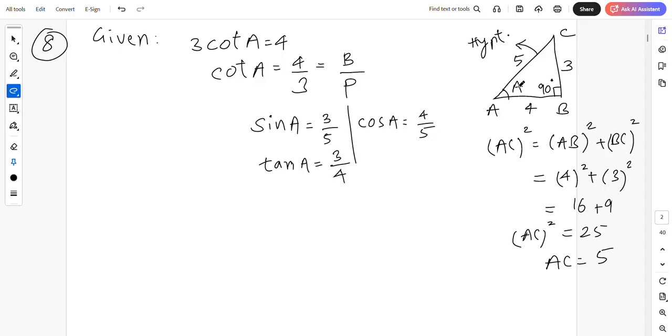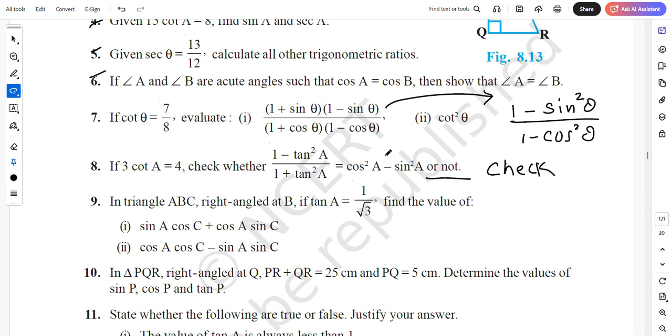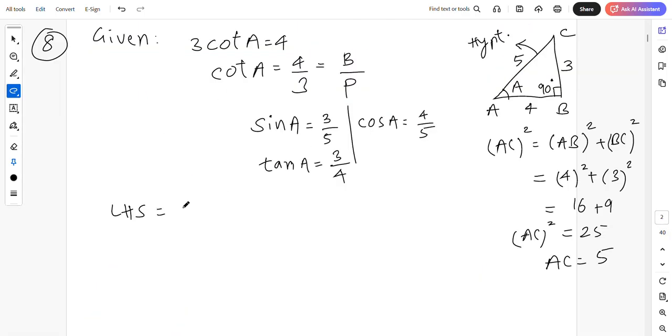That is equal to what? Tan is perpendicular by base. Okay, now LHS we write that. What they have given, you are supposed to check whether LHS is equal to RHS. LHS is 1 minus tan square A divided by 1 plus tan square A.